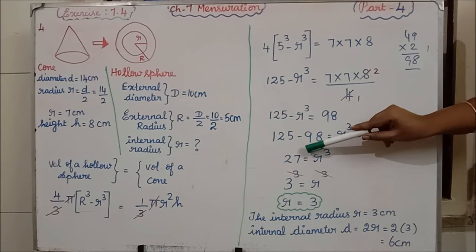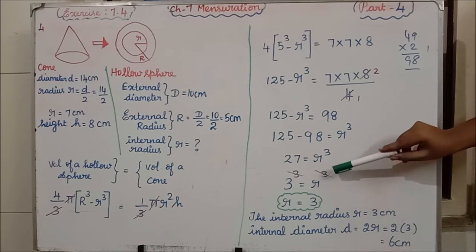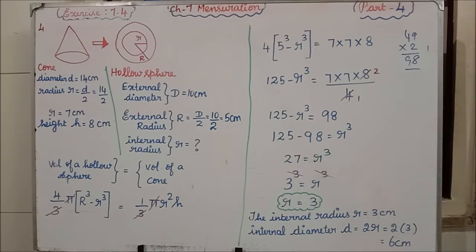So I am writing instead of 27, 3 cube equal to R cube. Here also the power is cube, there also the power is cube. So we can cancel that 3. So what is left in the base? R equal to 3. Which means what? The radius. Small r means the internal radius. The internal radius of the hollow sphere is 3 centimeter.